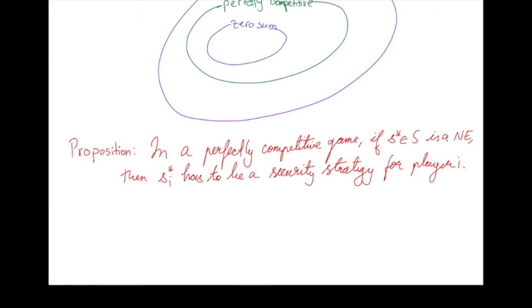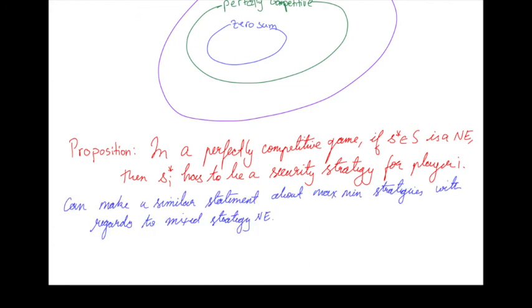And you can make a similar statement about max-min strategies if you find a mixed strategy Nash equilibrium. The textbook goes through a careful proof of this statement. You should go and read that. But I've given you the intuition for why that's the case. So it should be easy for you to follow the math in the textbook.